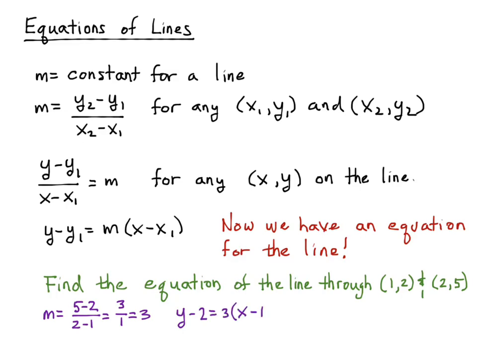And then we put this in the form where we just choose one of the points, and it doesn't matter which point we choose so long as the x and the y correspond to each other. So I'm going to use that first point of 2 and 1, and I stick it in there. There's my equation of the line.